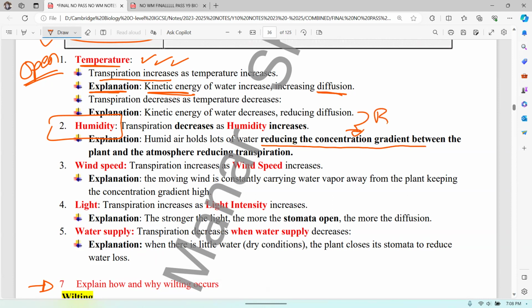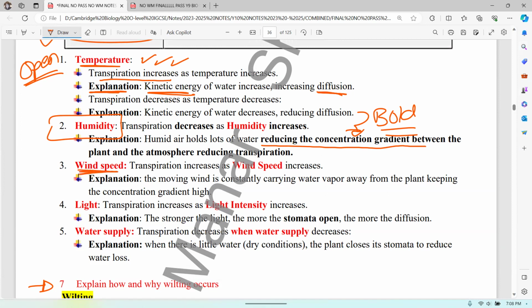This is written in bold, so this is a keyword. So don't write everything and leave the keywords, okay? Because there will be lots of water inside the plant and lots of water outside the plant, and the difference in water concentration would be very low, so this will decrease transpiration.